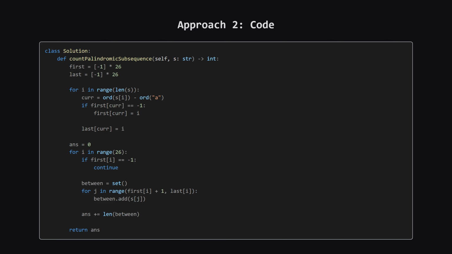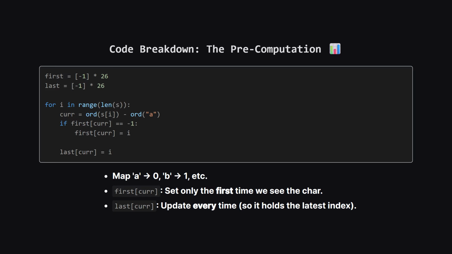And here is the code for the pre-computation approach. It looks a bit longer, but it's doing the same logical steps, just more manually and efficiently. We set up our arrays, fill them in a single pass, and then process the ranges. Let's verify how we fill those arrays. We create 2 lists, first and last, initialized to -1 to represent not found yet. Then we iterate through the string. For every character, we convert it to a number between 0 and 25, basic ASCII math.